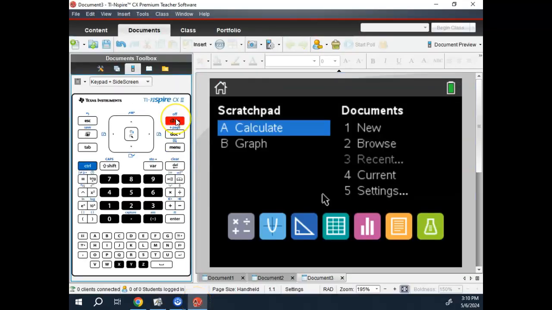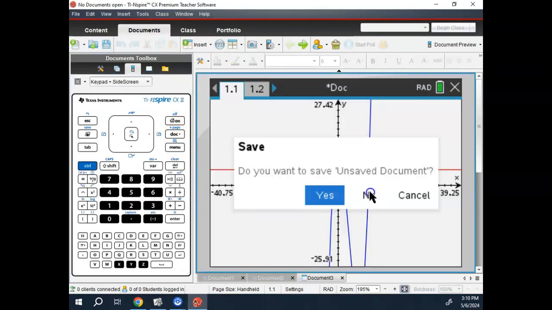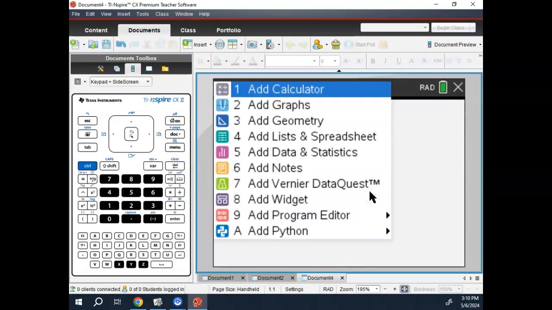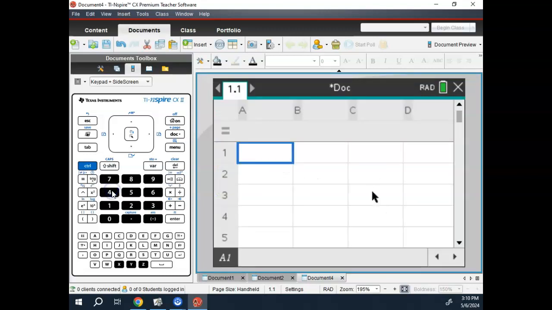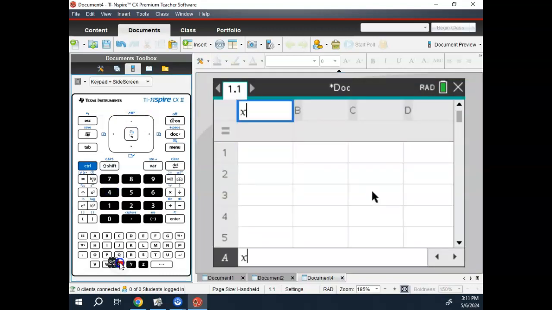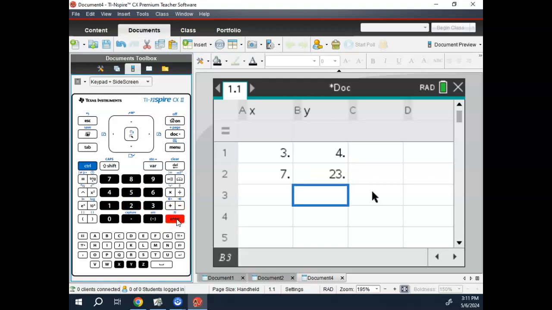So I'm going to come over here on, I want new. No, I don't want to save. And so here, I'm going to do a regression because I'm trying to figure out what those are. So that means I'm going to choose 4. Here and put X. My X values were 3 and 7. And then my Y values were 4 and 23. I think, let me double check my paper. Make sure I didn't put those backwards. Okay.